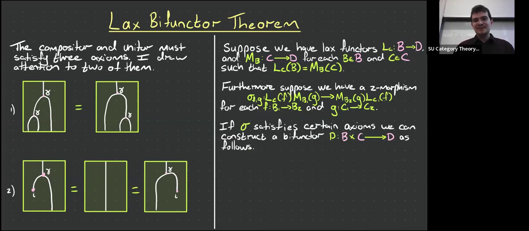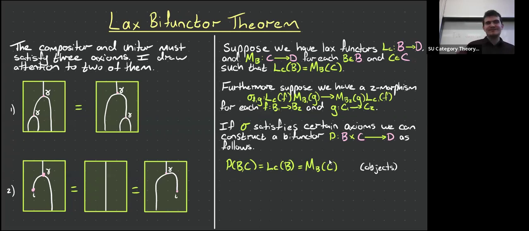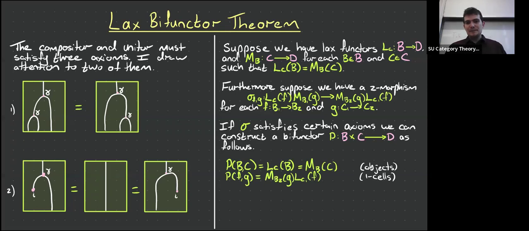Now we want sigma to satisfy certain axioms, and then we're going to be able to construct a bifunctor P from B cross C to D, as follows. So P of BC is going to be equal to LC of B, which is equal to MB of C. Notice that having the equality here means that we aren't even making a choice in how to define it. We might have had a choice and picked an isomorphic one, but already we see that equality is quite natural for this reason. So P of f comma g is going to equal the right-hand side of this. So that's what it does to one-cells, and to two-cells, it just horizontally composes them.